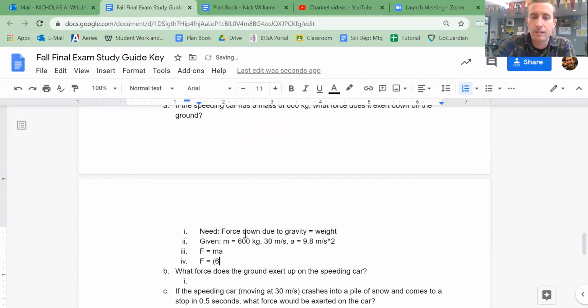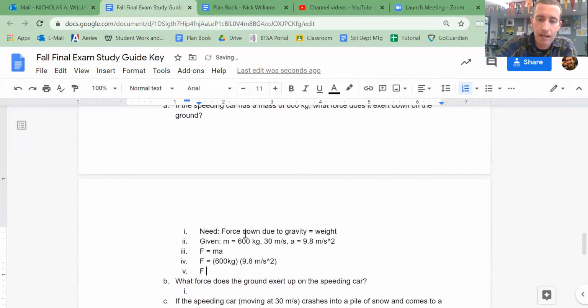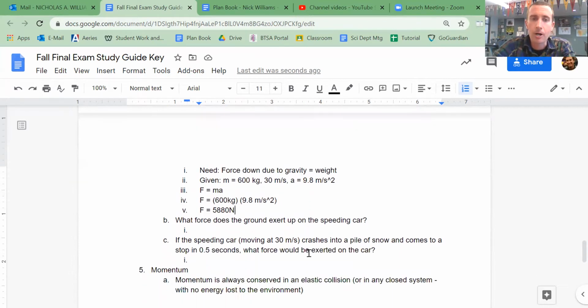Force equals 600 kilograms times 9.8 meters per second squared. And that gives me a final value of my force equal to, plug into my calculator, 5,880 newtons. So my unit there should be newtons because it is a force. And that is also a weight. I could convert it to pounds, but I'm going to leave it in newtons because that is the proper scientific unit. Wonderful. All right.